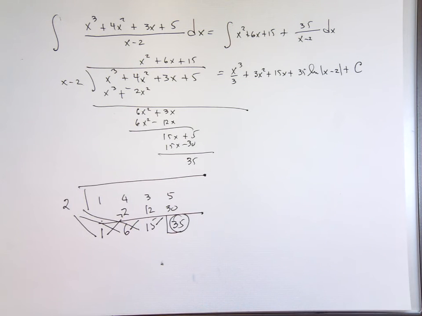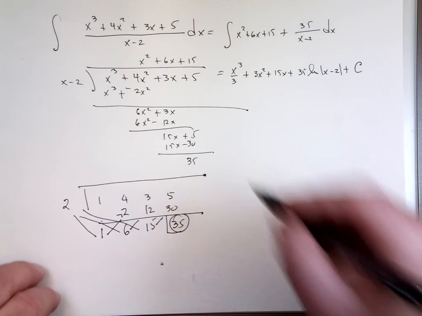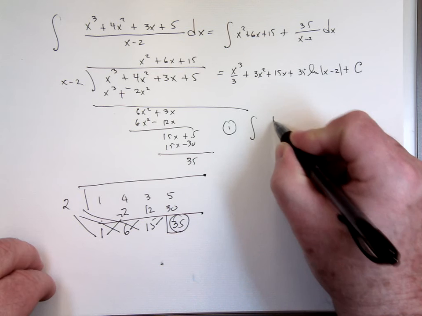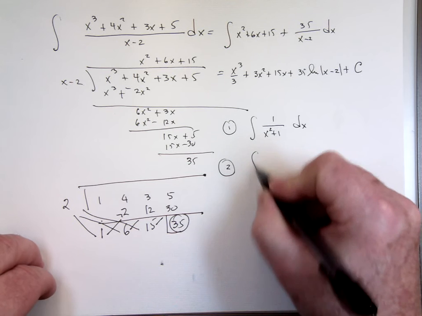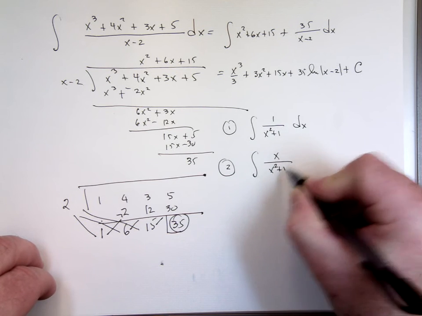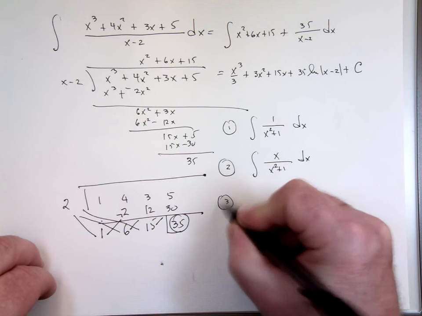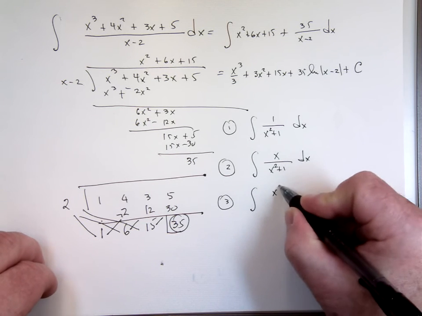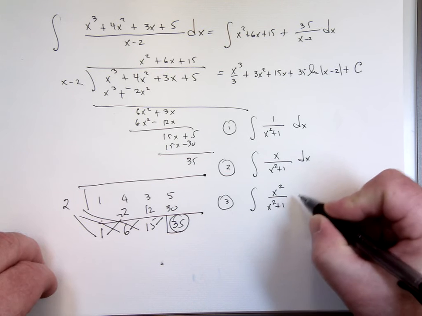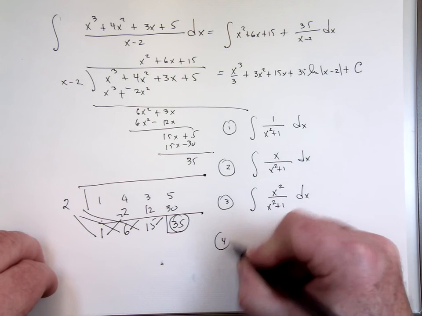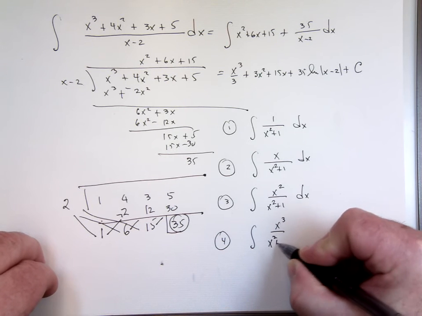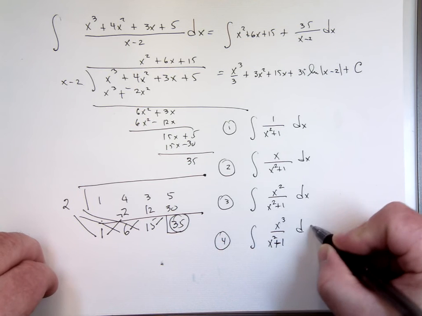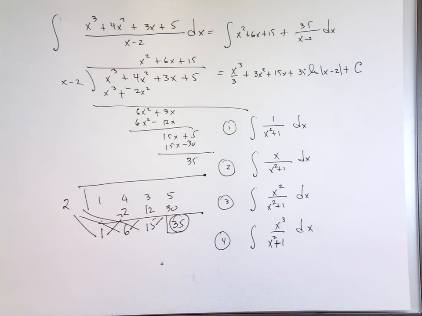All right, we got 4 integrals to do here. We're going to do the integral of 1 over x squared plus 1, the integral of x over x squared plus 1, x squared over x squared plus 1, and x cubed over x squared plus 1. You guys are going to do these 4. Take a few minutes and do these 4, and then we'll do these 4.